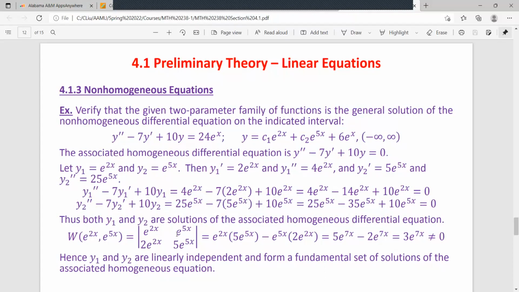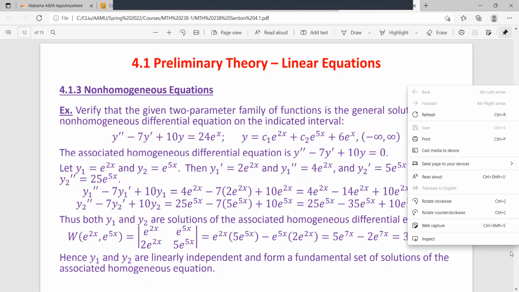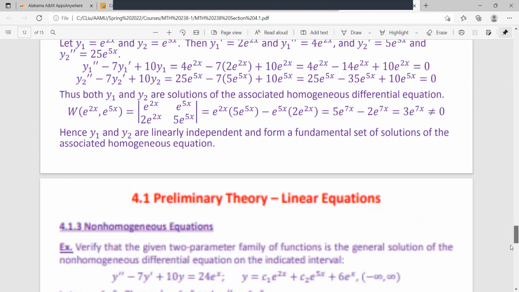So we already checked the first part. Okay, so that means C1 e to 2x plus C2 e to 5x is the general solution to the homogeneous differential equation. And then the next thing we need to do is to just verify that 6e to the x is a solution to the non-homogeneous equation. So we need to plug in 6e to the x for y into the equation, and make sure the equation holds. Okay, so let's just do that.